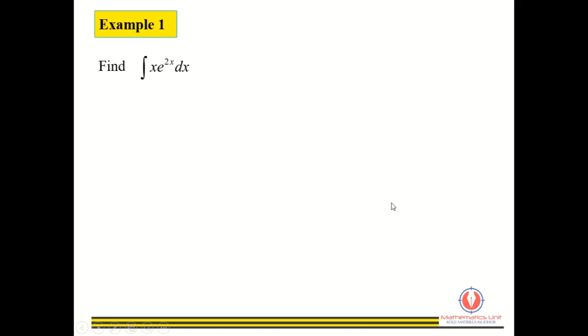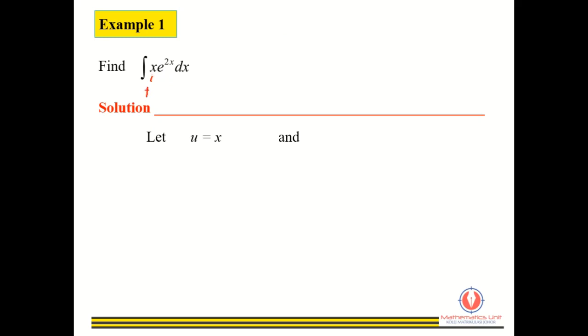Okay, we'll look at the first example. Find the integration of x multiplied by e to the power of 2x with respect to x. By using integration by parts, the first step is to choose u. For this function, we have a polynomial and an exponent. From the LIATE rule, when we have a polynomial and an exponent, you must choose u as the polynomial, because the first is polynomial and the second is exponent, so u equals x. So we start with let u equals x.